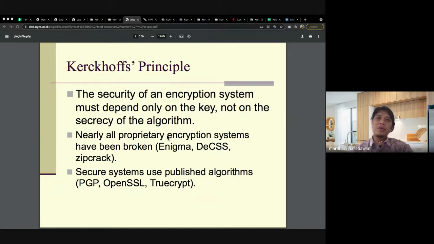We can see that many proprietary encryption systems have been broken before. We know about Enigma, we know about DCSS, we know about zip crack. Secure systems use published algorithms, such as PGP, OpenSSL, and the cryptography library. So we can learn from here that the Kerckhoffs principle is very important to understand. We need to depend only on the key, not the algorithm itself.